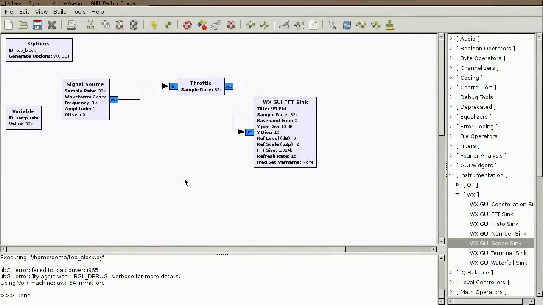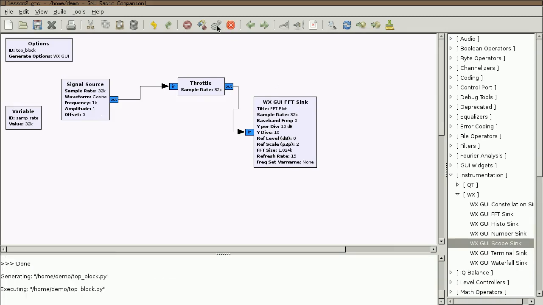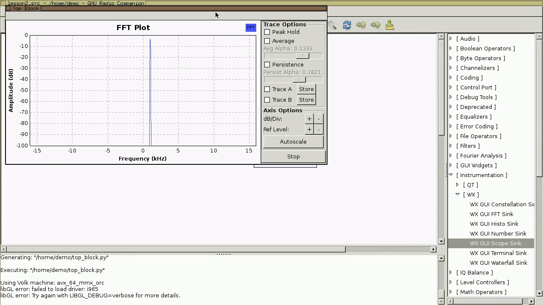For the Lesson 2 homework, I asked you to create a flow graph that looks like this. It has a signal source, a throttle block, and an FFT sink. Let's run this and make sure it works. And we have a single peak displayed in the FFT plot.